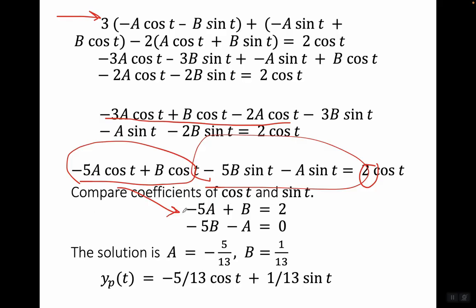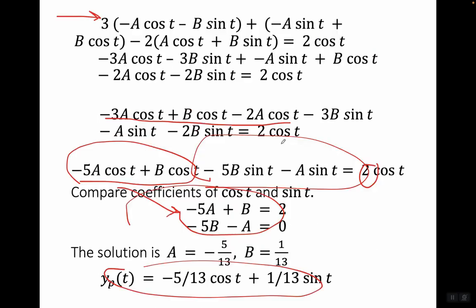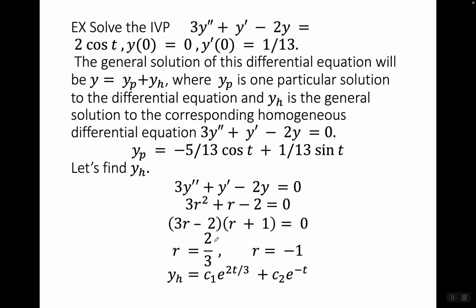The solution to this system of equations turns out to be a = -5/13, b = 1/13. So those are the coefficients we want for cosine t and sine t, because again, remember, that's what we're looking for, y = a cos t + b sin t. So our particular solution to the differential equation is y = -5/13 cos t + 1/13 sin t.